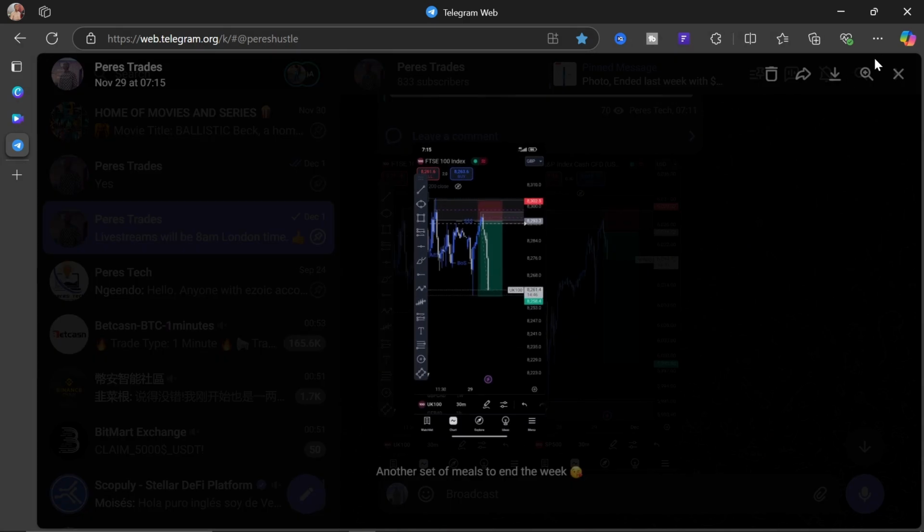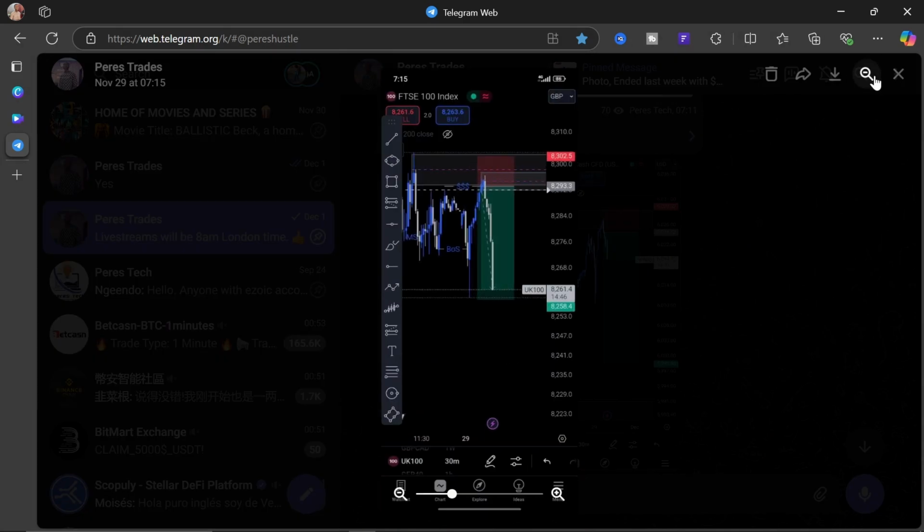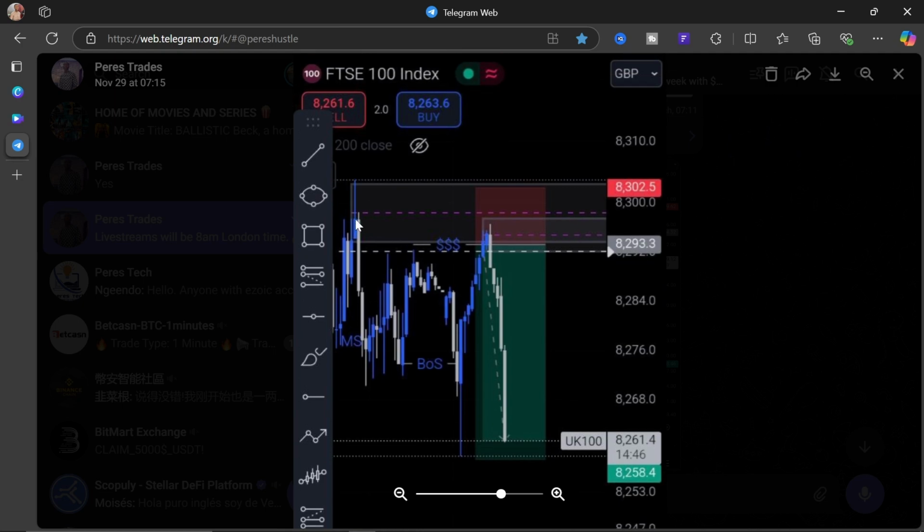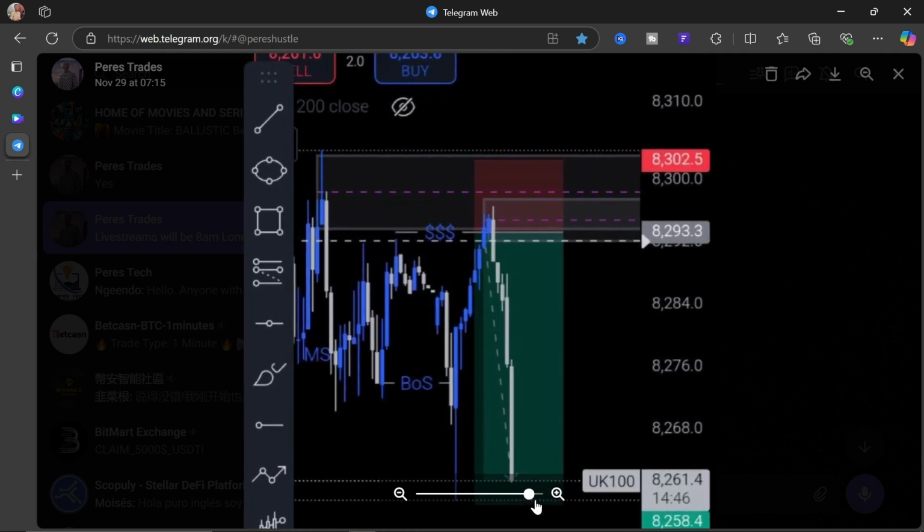I've actually cleared the setup, so I can't zoom into it that much. Okay, here it is, I can zoom into it. Take a look at it here as well. Let me just zoom to maximum.